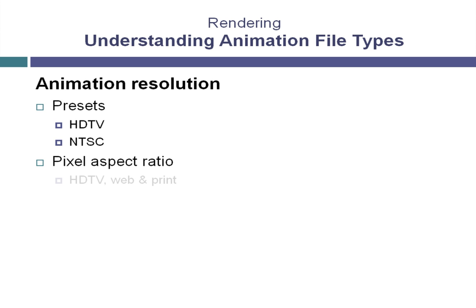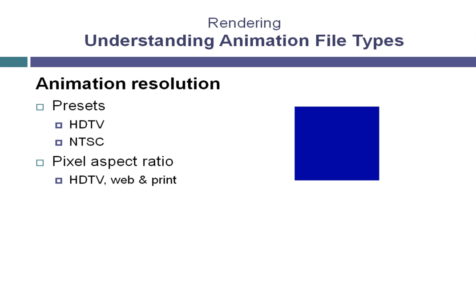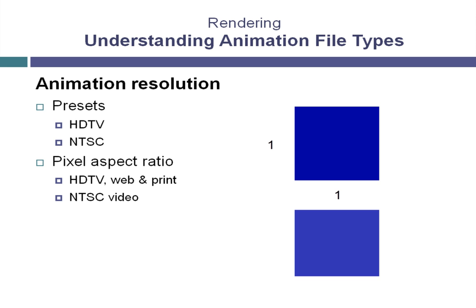For example, formats like HDTV, web, and print use a pixel aspect of 1. That means that the actual image pixel is 1 unit high by 1 unit wide, so essentially the pixel is square. For the NTSC video format, for example, if you're creating a DVD or other broadcast animations, the pixel aspect is a value of 0.9, which means the rendered pixel out of 3ds Max will be shrunk in height as compared to the width, and will look a little more like a rectangle as opposed to a square.